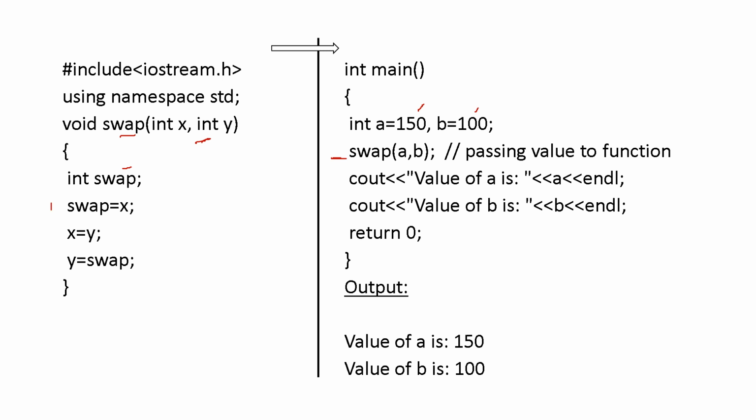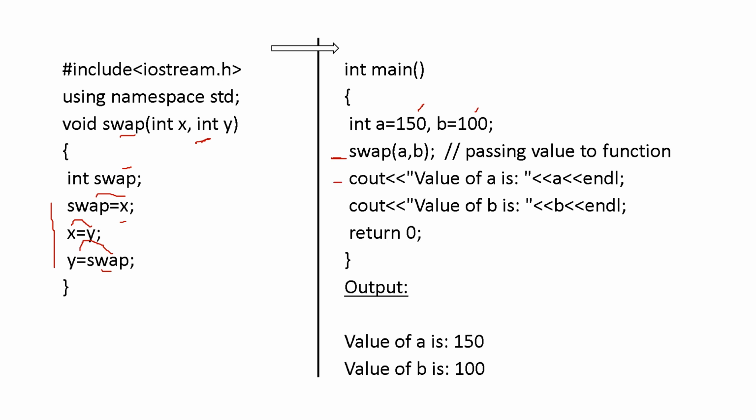We have declared a variable swap, and using the third variable swap, we have interchanged the values of x and y. This is what swapping does. That is, the x value will be saved to swap, and y value to x, and then the swap value to y. Swap value is actually holding the x value. So y will become x and x will become y.